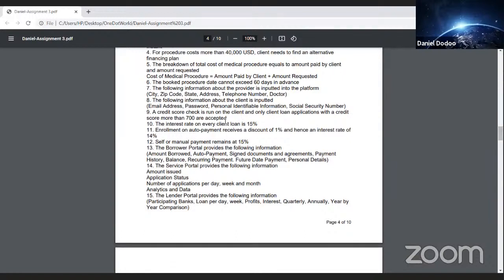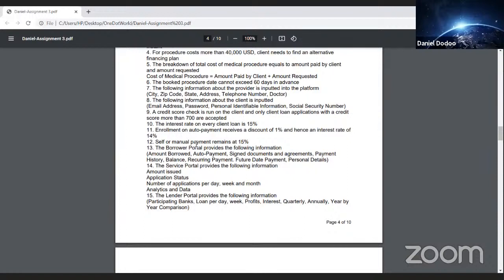So we move on. The interest rate on every client loan is set at 15%. And also, with enrollment in the auto payment option, the client receives a discount of 1%, hence an interest rate of 14%. So self or manual payment still remains at 15%.